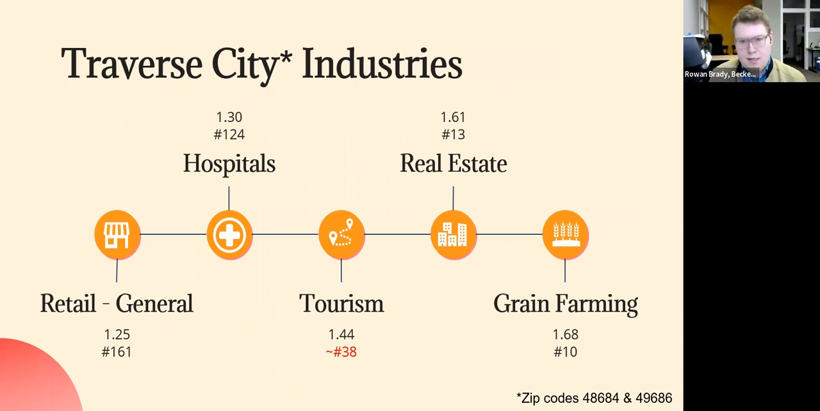Next slide. If we stack tourism against the other 274 industries we analyzed in Traverse City in terms of the strength of their multipliers, it would rank about 38th out of 274. So it would be higher than general retail and hospitals, which have multipliers of 1.25 and 1.3 respectively, but lower than real estate, which has a multiplier of 1.61, and grain farming, which has a multiplier of 1.68. The ranking of those industries is located below the multipliers.